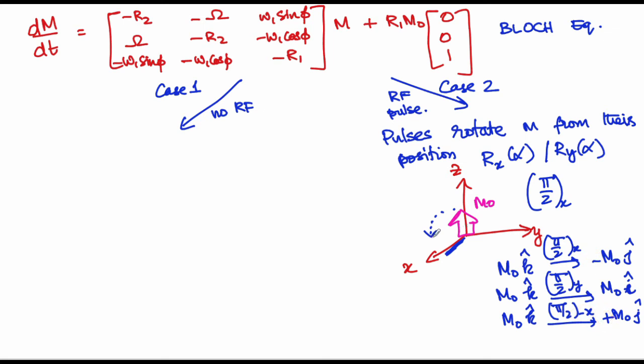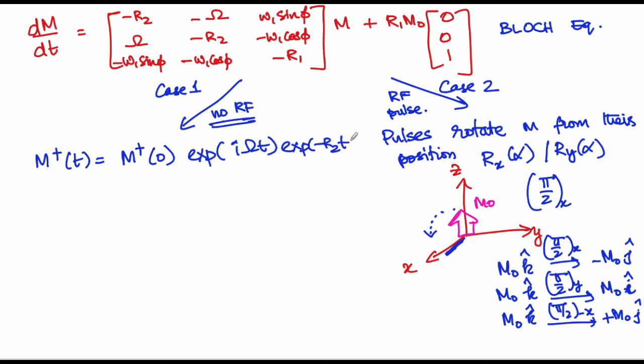After having reached, let's say you applied this pulse and you have reached a certain magnetization, then comes case 1, which is the influence of no RF pulse. At that time, M plus of t would be given by M plus of 0 times exp(i omega t) exp(minus R2 t). And we just saw a few moments back how you get the oscillation frequency and the relaxation rate from this free induction decay signal, which when Fourier transformed gives you a spectrum at capital Omega with a line width of R2.